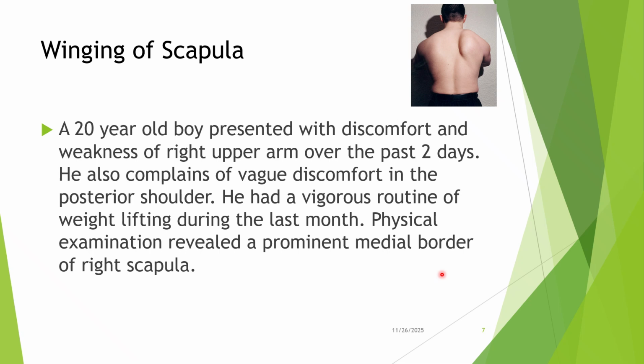Here is a case of winging of scapula. A 20-year-old boy presented with discomfort and weakness of the right upper limb over the past 2 days. He complains of vague discomfort in the posterior shoulder. He had a vigorous routine of weightlifting during the last month. Physical examination revealed a prominent medial border of the right scapula.